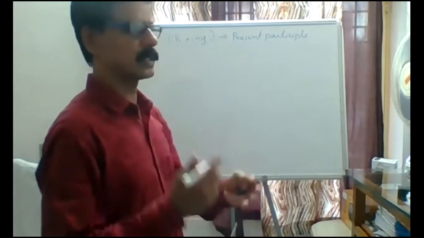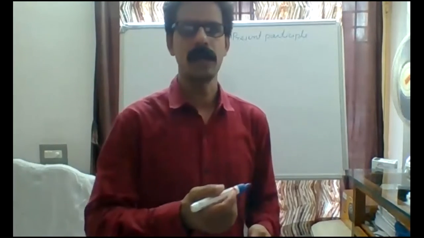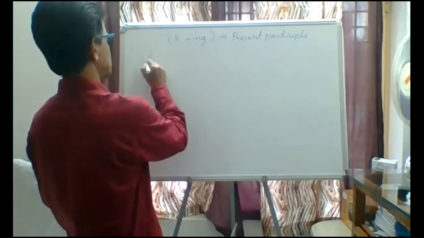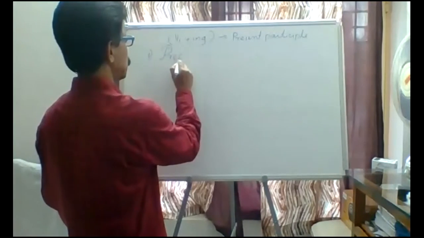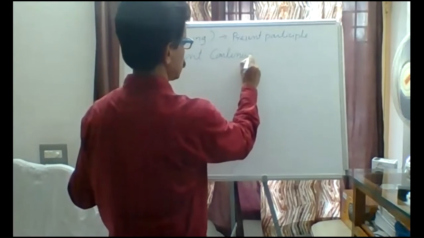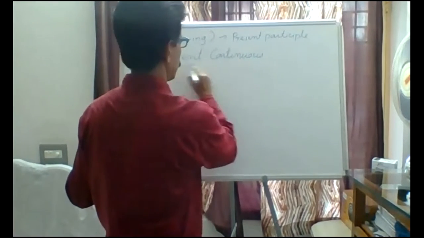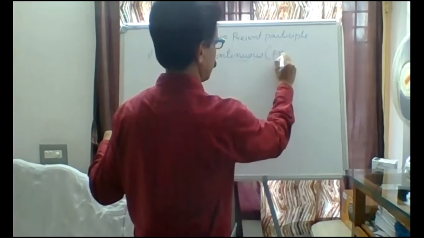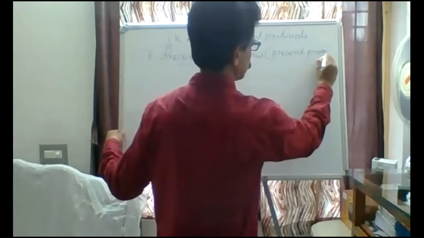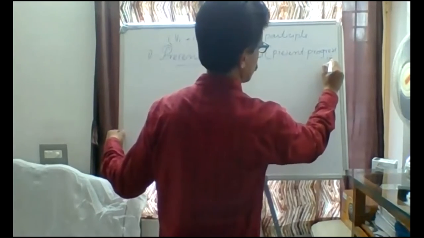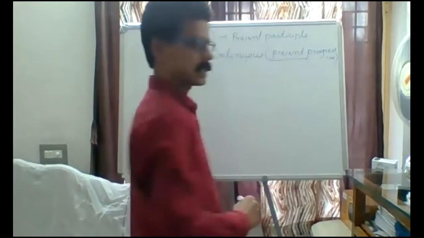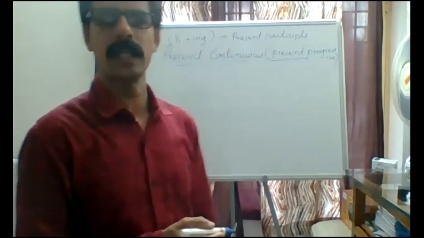Two are there. Let us go with the present participle in the present continuous. Present continuous is also called present progressive. Present progressive tense means nothing but an action which is going on at the time of speaking.